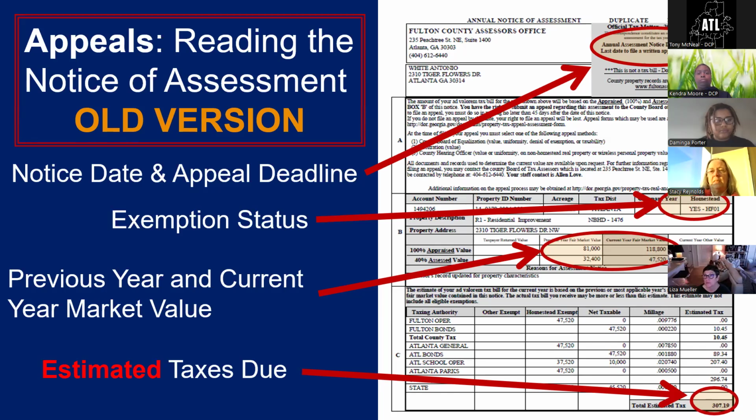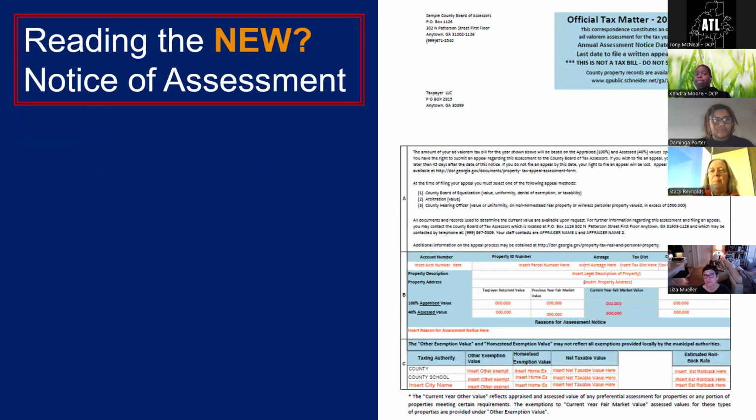Most of this is also going to be on the new version. It's just that it may not be laid out quite the same, and especially the estimated taxes due, it's not clear whether that's going to be on there or not. I don't actually have an actual sample of the new version, but the Department of Revenue has put out sort of their own sample. And so it's not filled in, it's a little bit harder to read, but this is what it looks like.